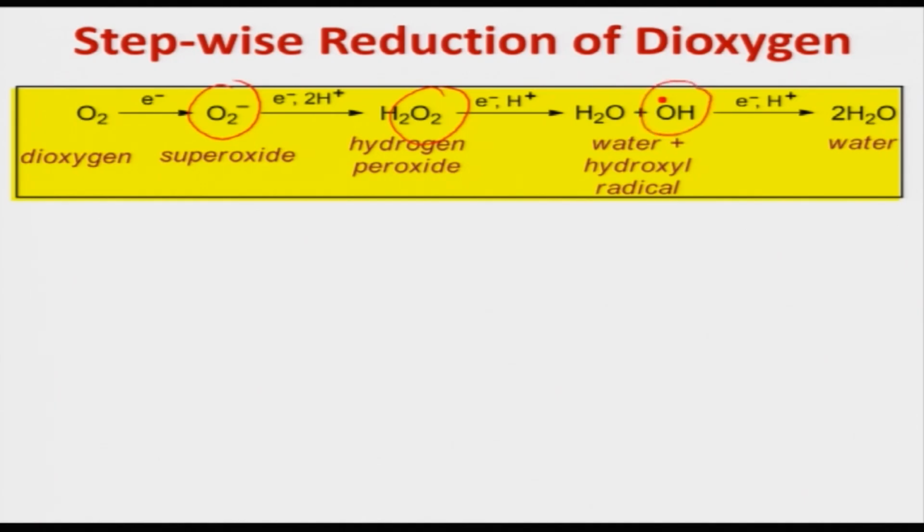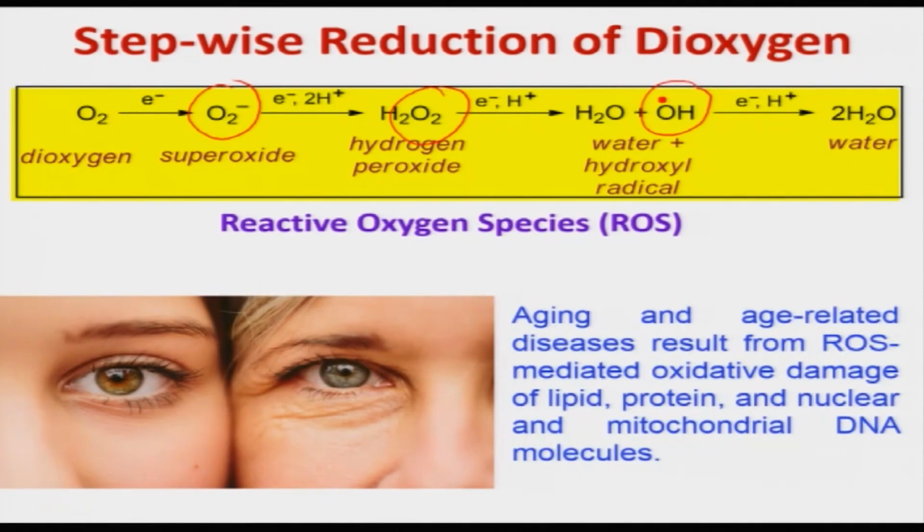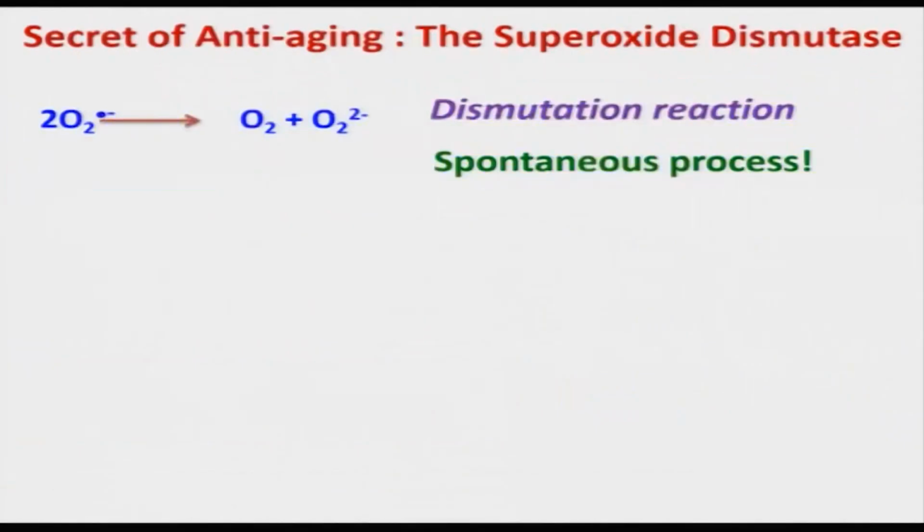I have discussed in detail that these are called reactive oxygen species, and these reactive oxygen species are responsible for various age related diseases in our body. And we have discussed these in detail in my previous lectures.